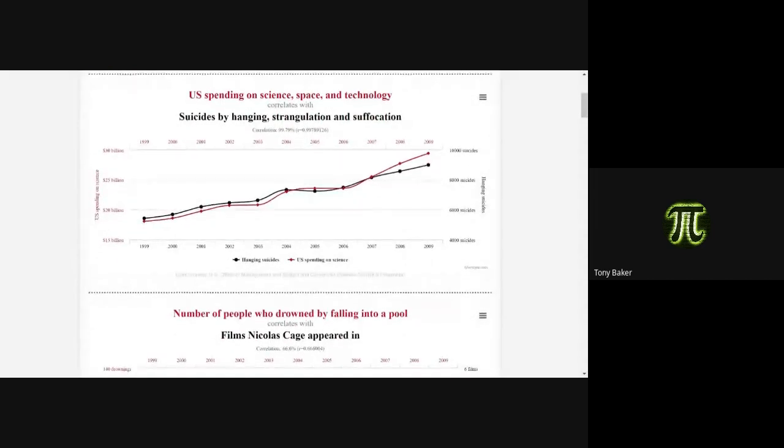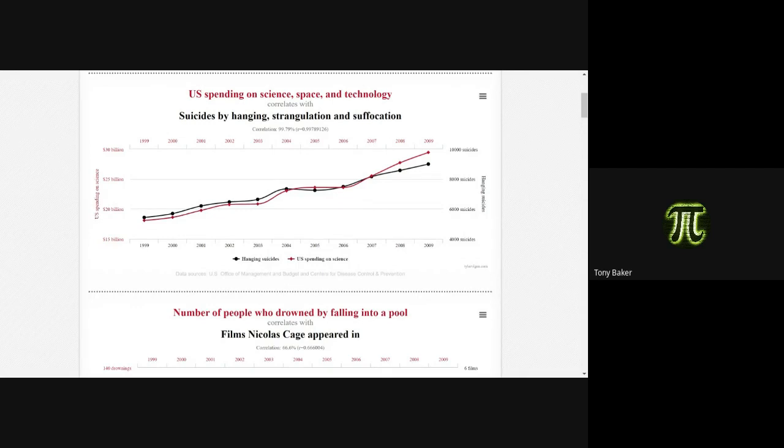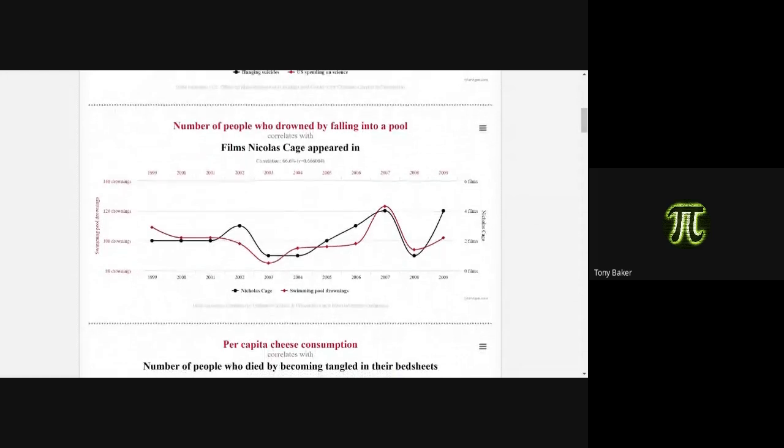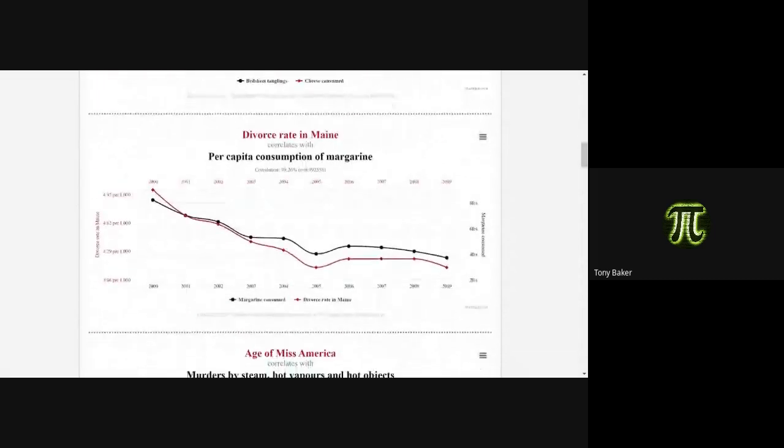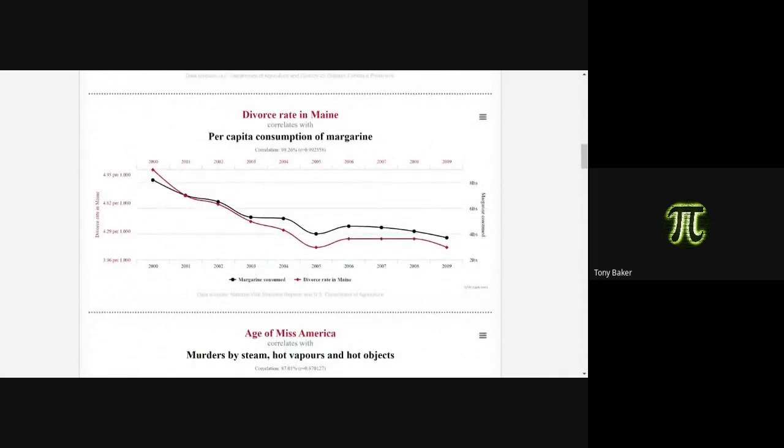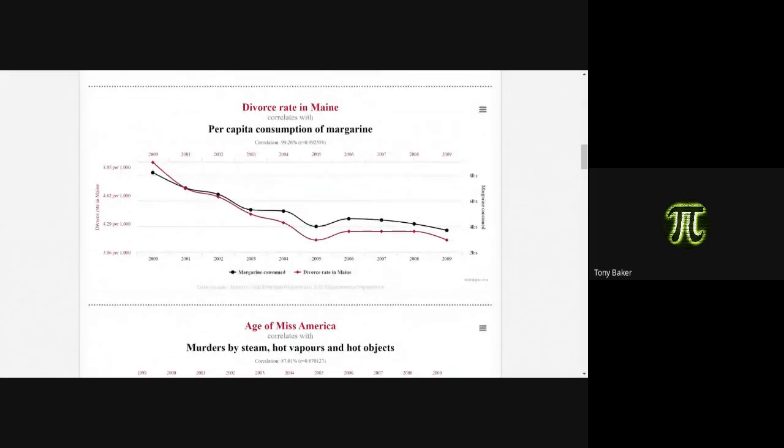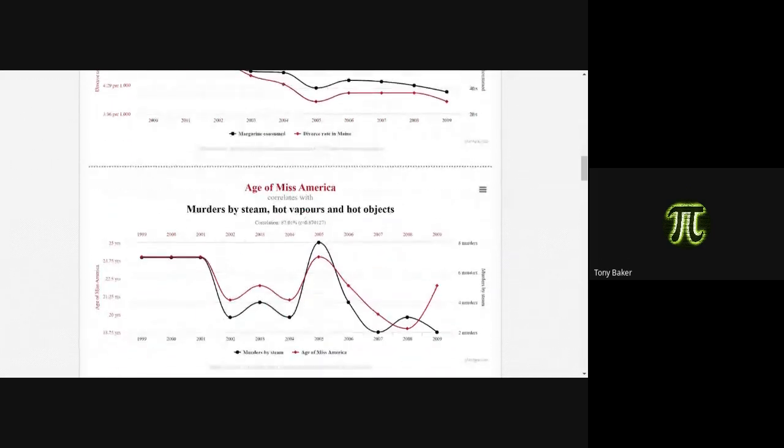U.S. spending on space science correlates with suicides by hanging, strangulation, and suffocation. So the more we spend on science, the more suicides there are, apparently. The number of people who drown by falling into a pool correlates to Nicolas Cage's films. Divorce rate in Maine correlates to the per capita consumption of margarine. That's because all the people from Vermont go, you can't eat margarine, you have to eat cabbage, cheese, and butter.